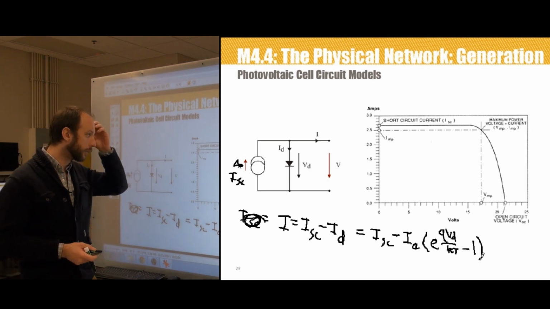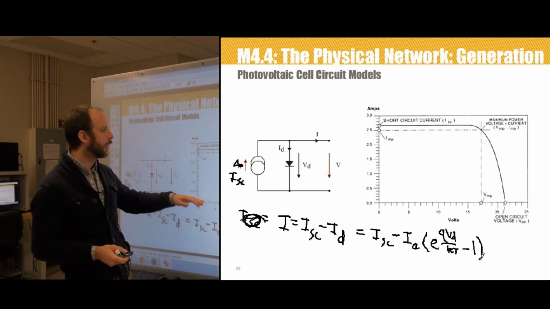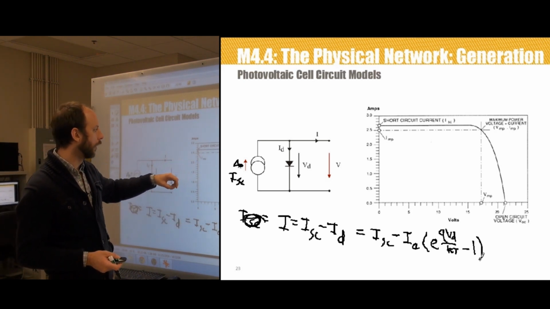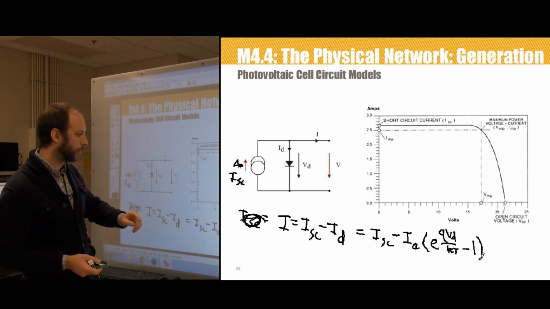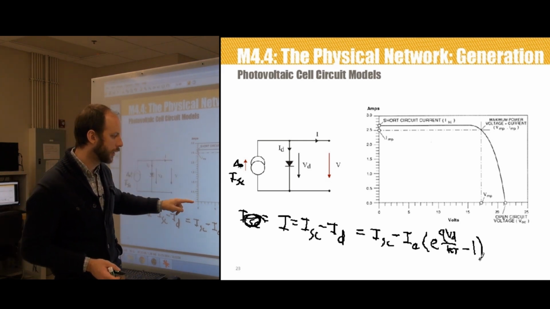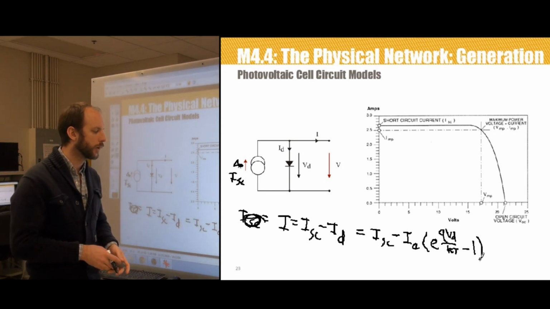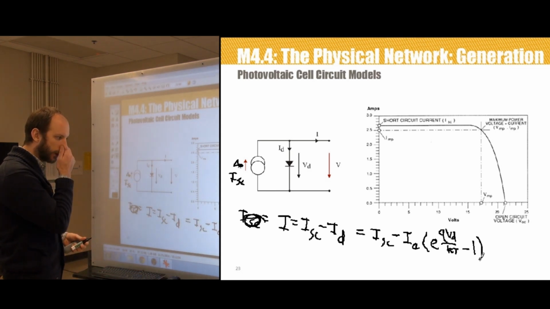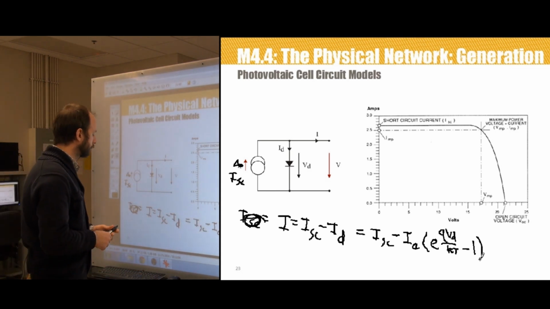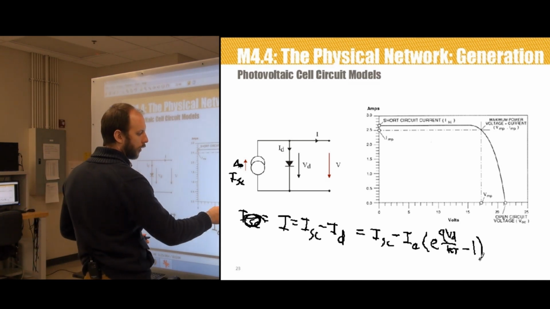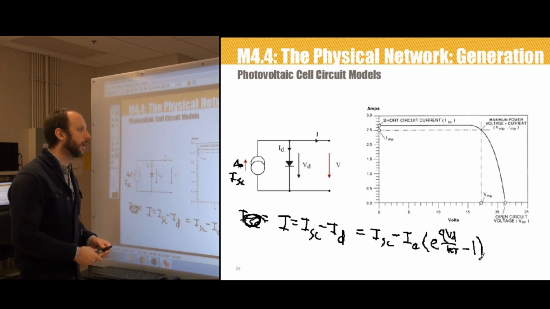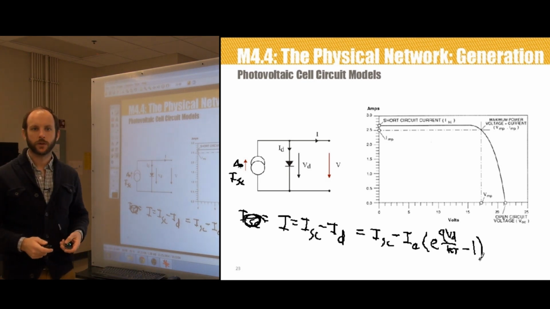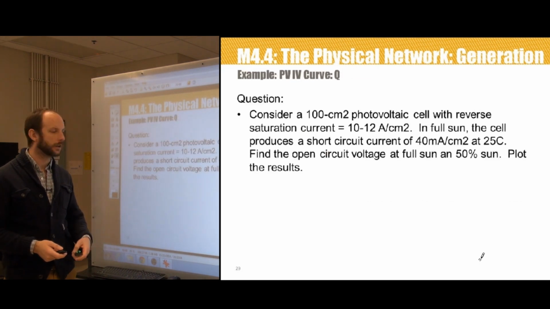So here we have this equation plotted for a certain amount of solar insolation, and we've plotted the amps versus the open circuit voltage of the solar cell. So we plot this, and we get this kind of inverse exponential behavior of the photovoltaic cell circuit model. So let's apply that in an example.